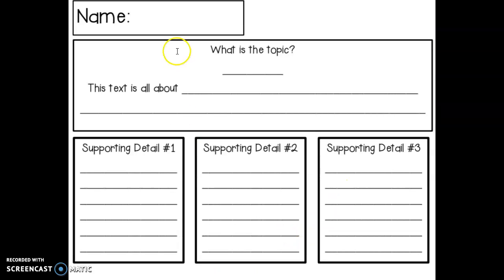After listening, you probably know what the topic is. So right here, you're going to write, what is the topic of this story? What's 1 or 2 words to tell us what this whole book would be about? Then here it says, this text is all about what? So you have to figure out what specifically are we learning about that topic and write it on this line.